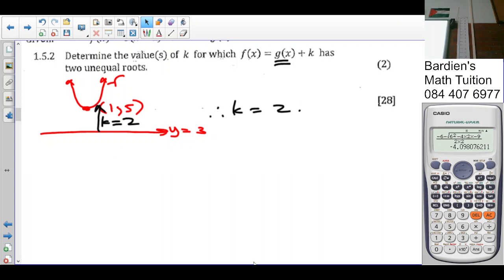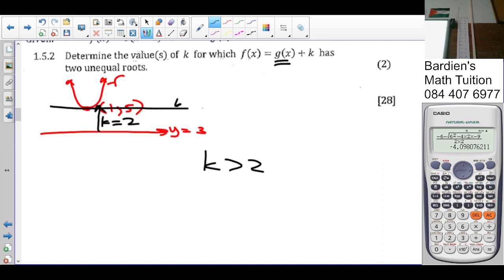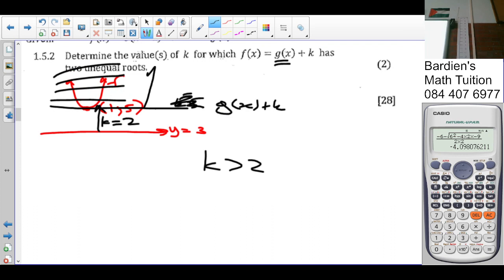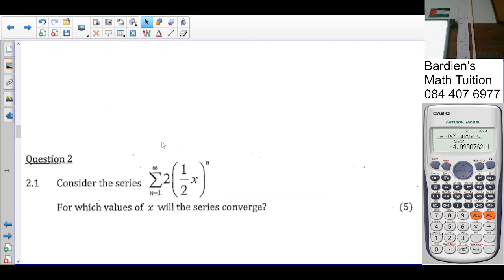So 2 unequal roots. So at k is equal to 2, it will have 2 equal roots. Not so? So k has to be anything more than 2. As long as it's more than 2, it will have 2 unequal roots. So it's going to be 5 in other words. That was g of x plus k, isn't it? So it's 3 plus 2 is 5. At that point, we'll have 2 equal roots. Anything more than that, we'll have 2 different roots. Can you see that? So anything more than 2. Thank you, Michael. Now I will read that here.